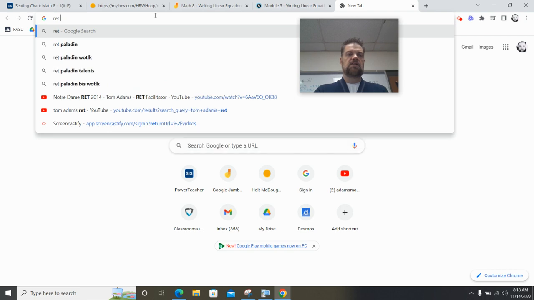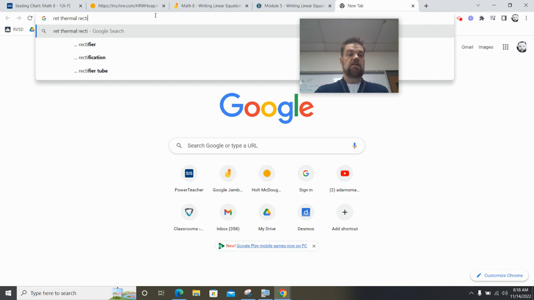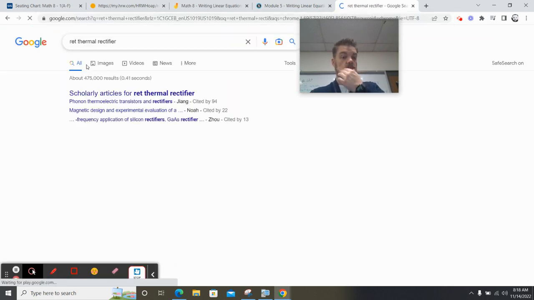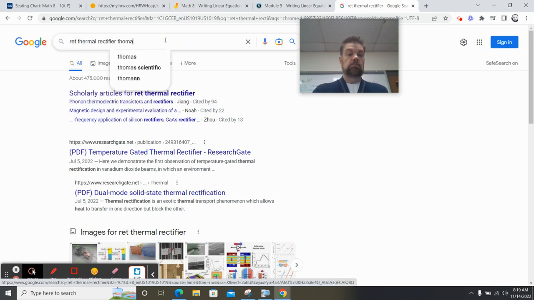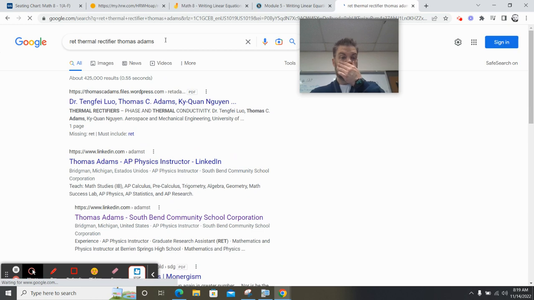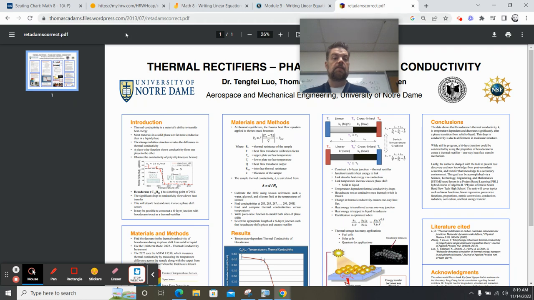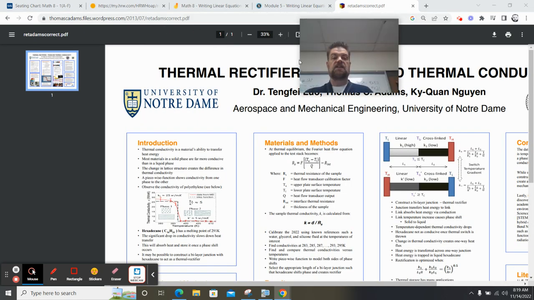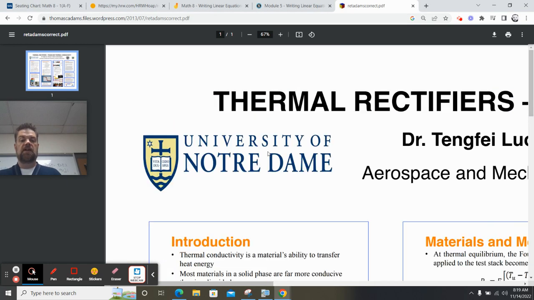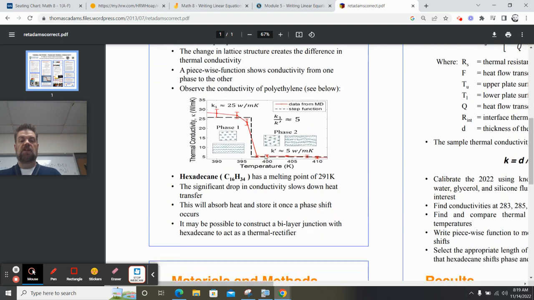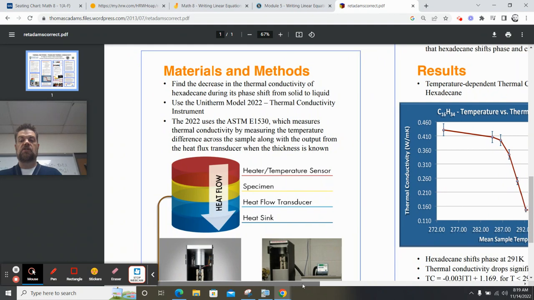So, RET, thermal rectifier. And so I'm going to zoom in. So this is some research that Mr. Adams did at the University of Notre Dame. And I just want to show you this real quick. So I did a bunch of fancy research.